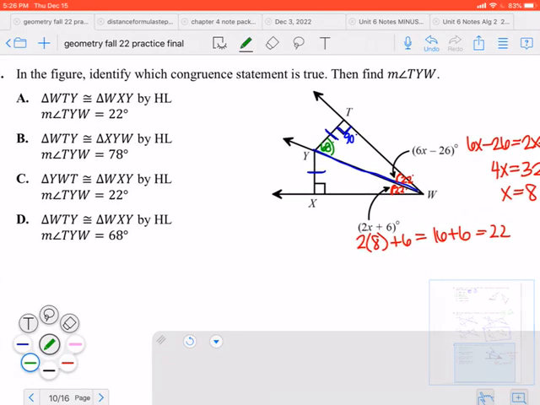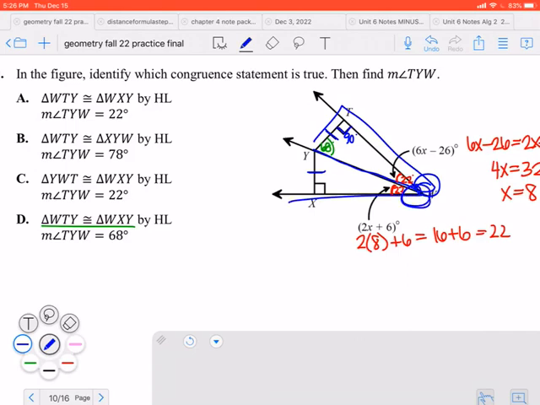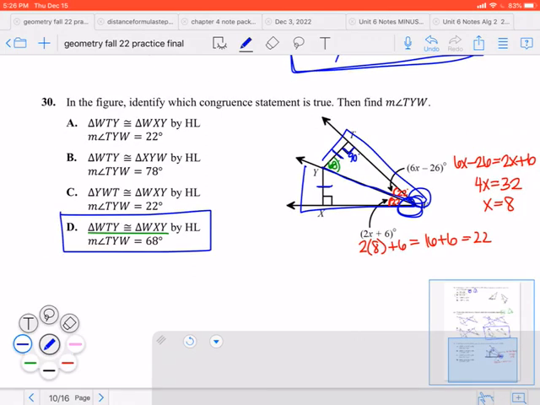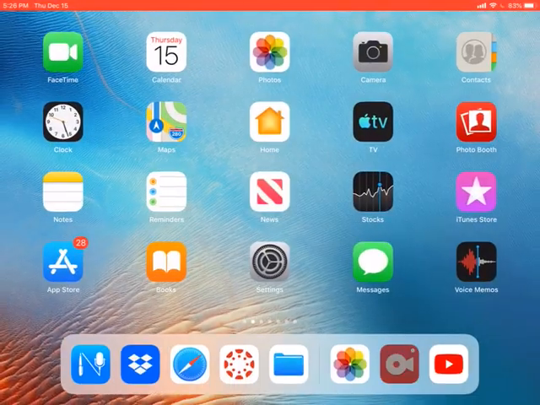So only one of them says 68 degrees. Let's check the letters. WTY is congruent to WXY. The letters are in perfect order. Number 30 is letter D, and that is it for this video.